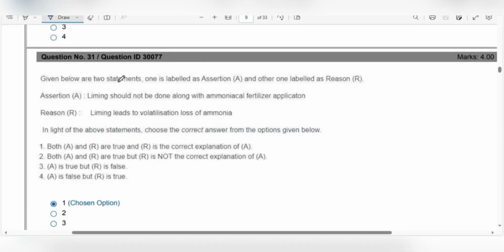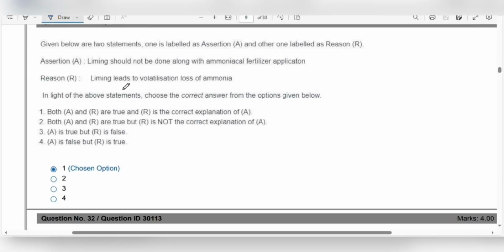Again, another assertion reasoning type of question. And the assertion says that liming should not be done along with ammoniacal fertilizer application. Liming, what is liming? Liming is the application of lime for reclamation of acidic soils to bring the soil pH towards neutral.